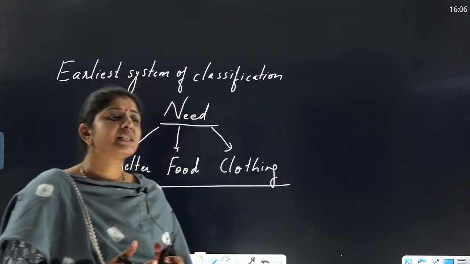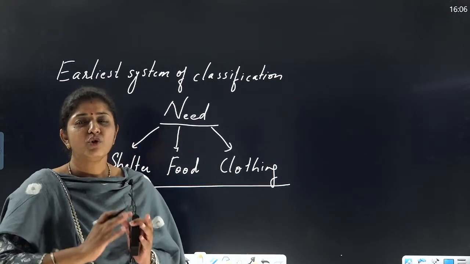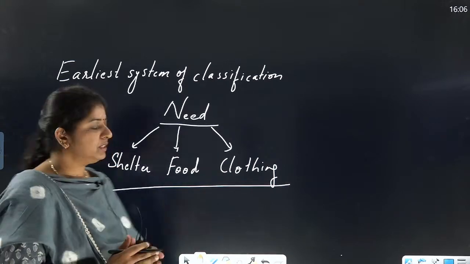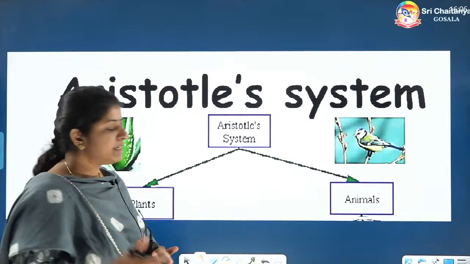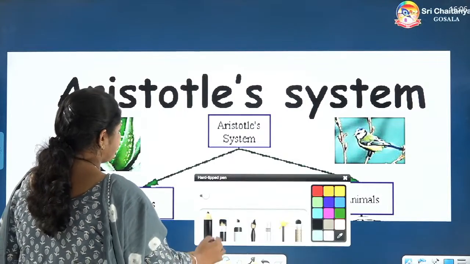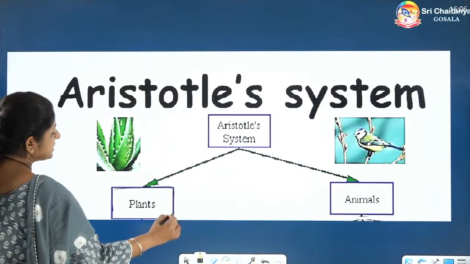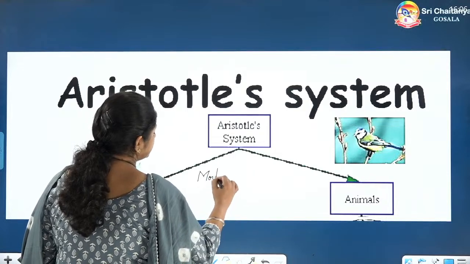But this type of classification was not that much scientific. Then who entered first time into the scientific means of classification? That was our scientist Aristotle. He classified the living organism into two major groups, that are the plants and the animals, based on morphological features.